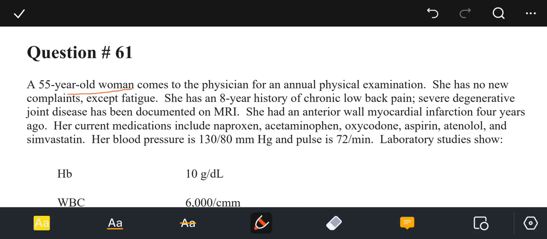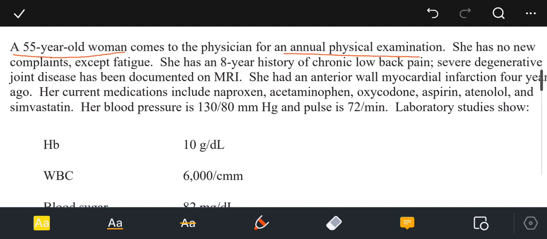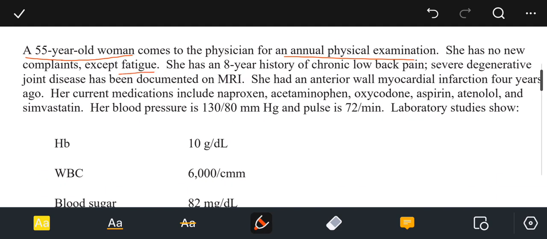A 55 years old woman comes to the physician for the annual physical examination. She has no new complaints except fatigue. She has an 8-year history of chronic low back pain. Severe degenerative joint disease has been documented on MRI. She had an anterior wall myocardial infarction 4 years ago. Her current medications include naproxen, acetaminophen, oxycodone, aspirin, atenolol, and simvastatin.